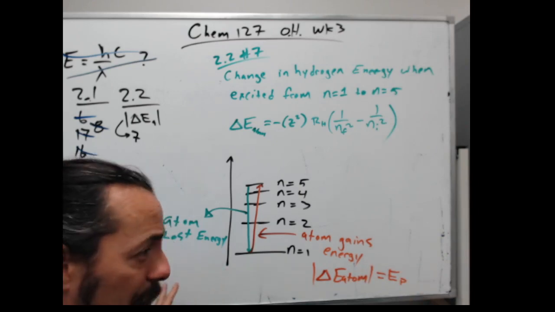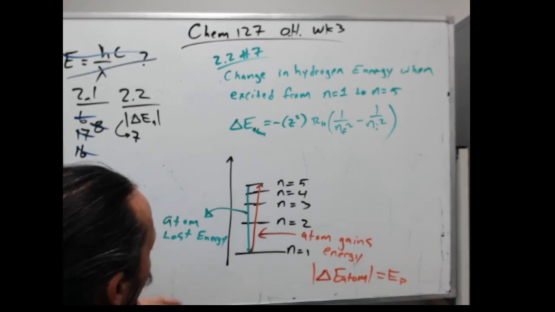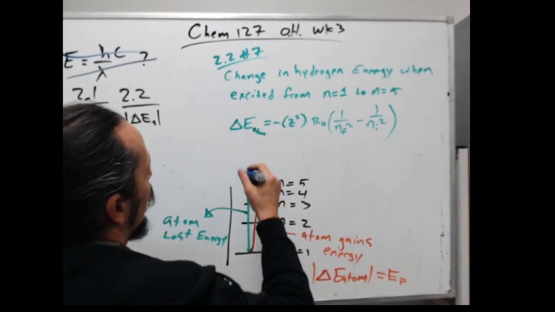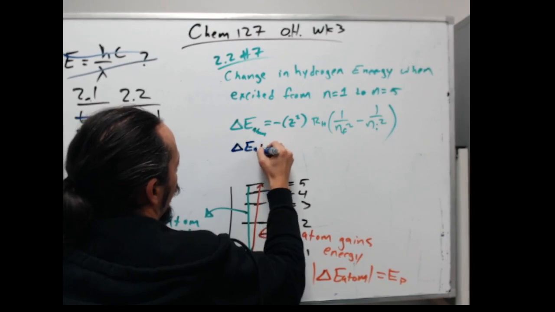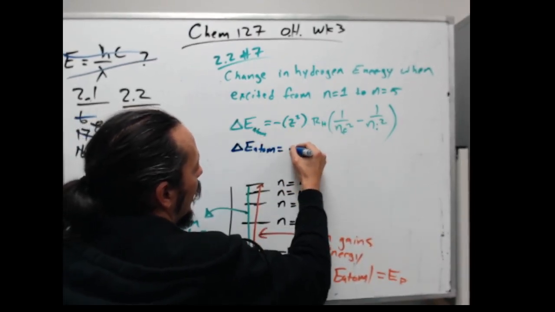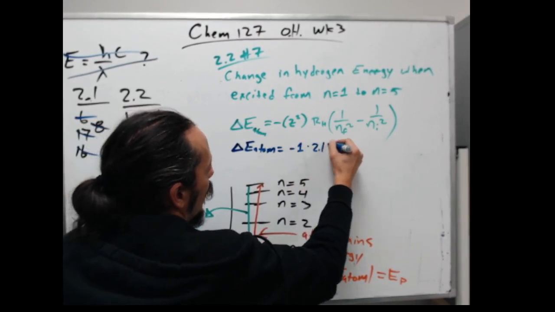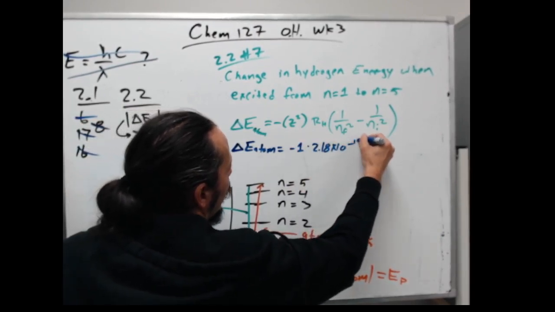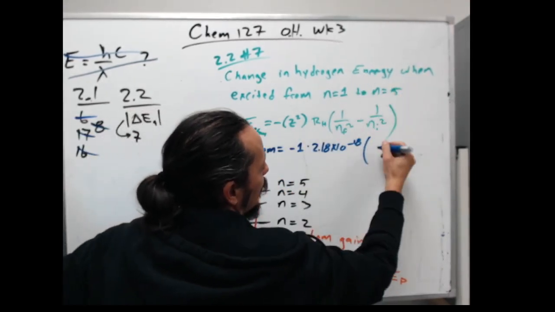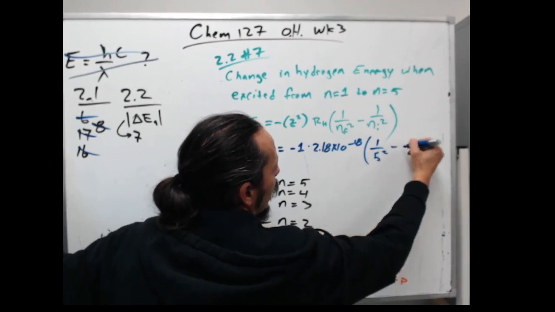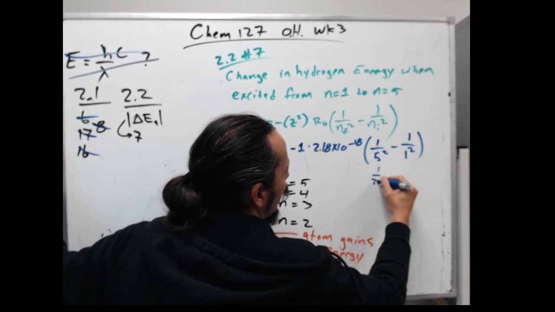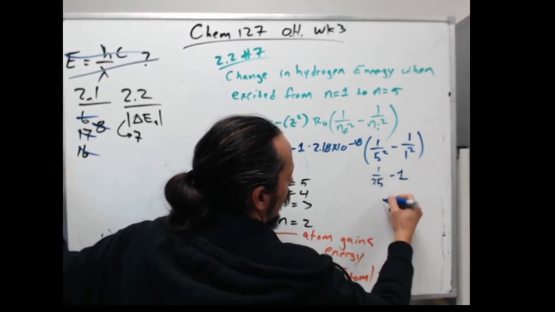So now that we've got the conceptual work, we're expecting a positive answer. Let's go ahead and just do the calculation real quick here. My delta E of the atom is going to be, since this is hydrogen, Z is going to be equal to 1. That's going to be negative 1 times 2.18 times 10 to the minus 18 times, my final is 5, so I'm going to have 1 over 5 squared. My initial is 1, so I'm going to have 1 over 1 squared. This is going to be 1/25 minus 1.